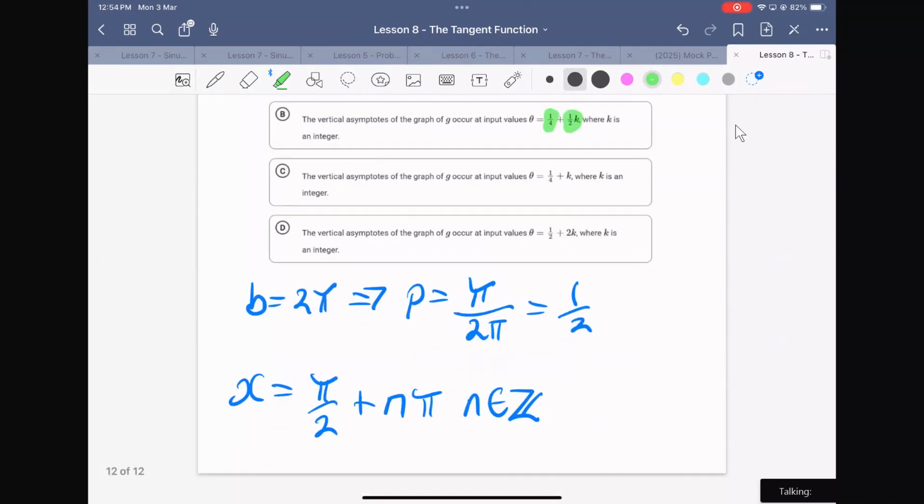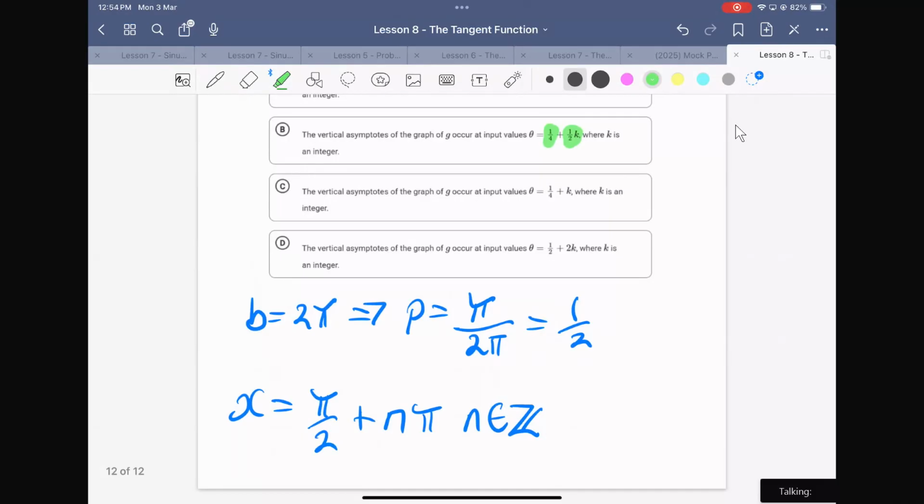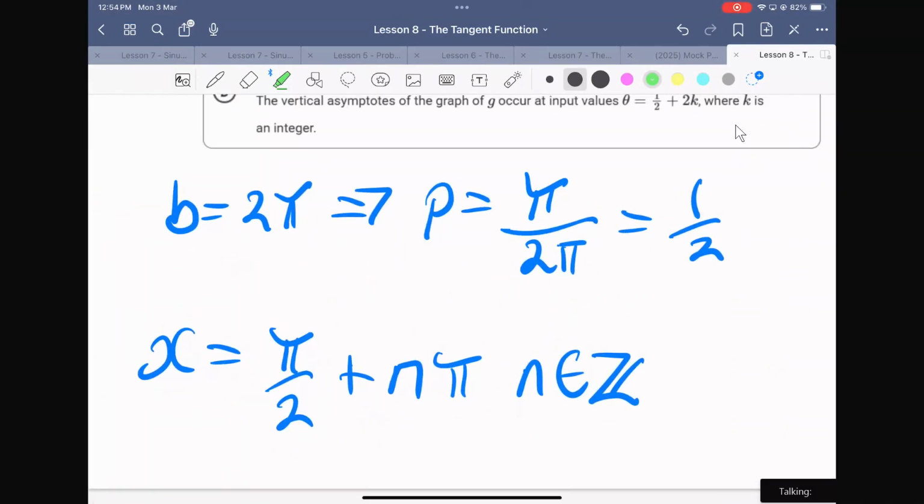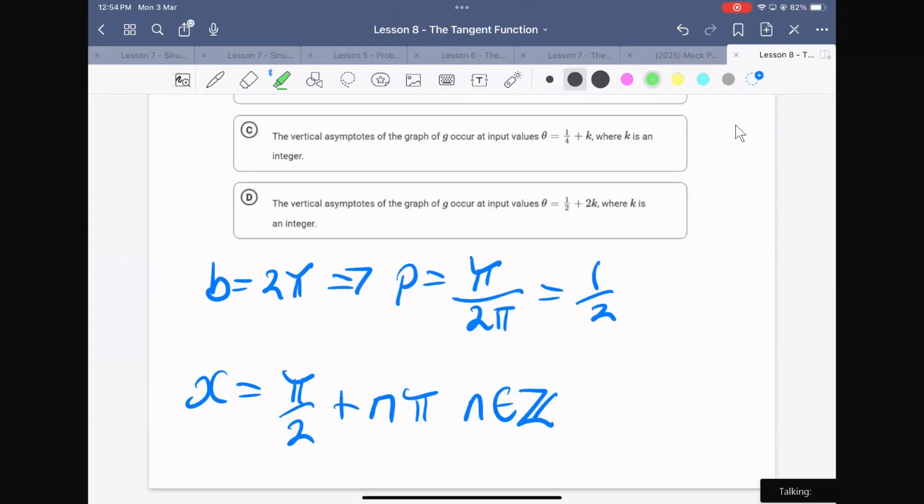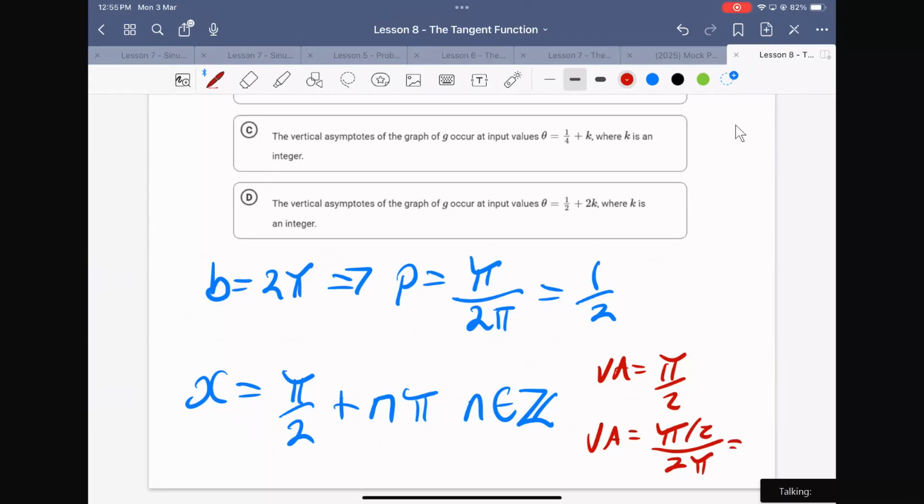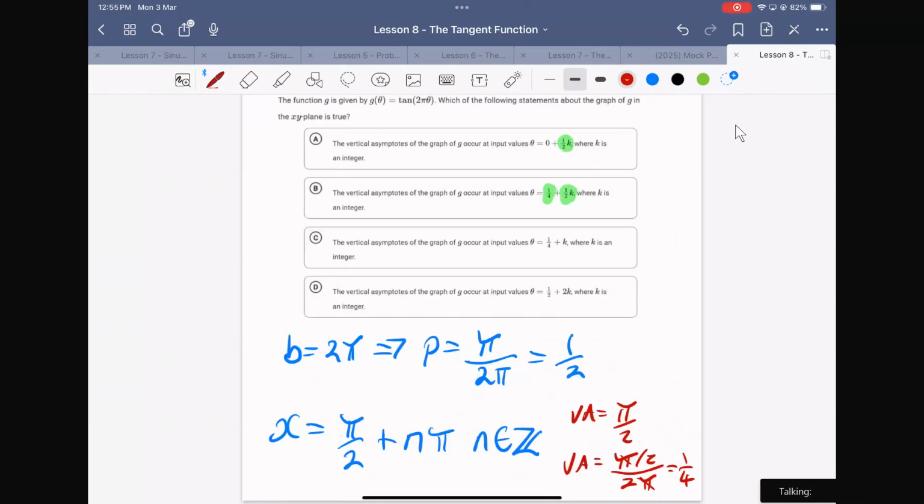Normally it would occur at pi over 2, but if we divide through by 2 pi on everything, then pi over 2 becomes 1 over 4. Let me just do that for you. Normally the first vertical asymptote is at pi over 2. So the vertical asymptote this time is going to be pi over 2 divided by 2 pi. The pi's cancel, which gives us 1 over 4. It's going to be b. All right, we're finished there for today.